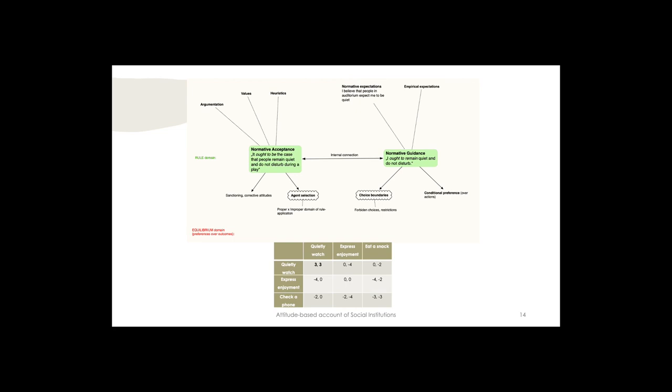agent selection might be an aspect that is relevant for normative acceptance. So if it ought to be the case that people remain quiet and do not disturb during a play, it may actually influence the way I subscribe this rule to relevant agents. And the normative guidance attitude influences our choice boundaries. It may limit our choices. For instance, some choices might be forbidden. It may restrict our action space. So even before we think about the payoff table and the cost-based effects, some choices might be eliminated from the strategy set because normative guidance actually leads to this effect.